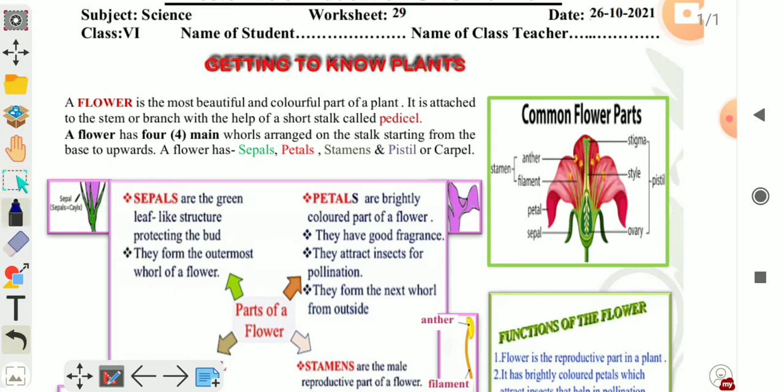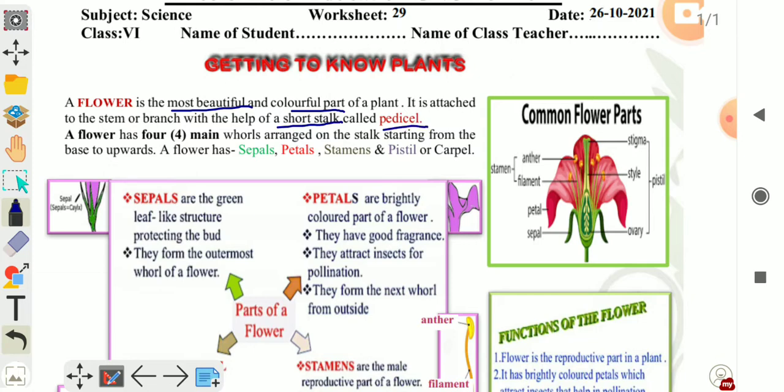Plant का कौन सा part है? It is most beautiful and colorful part. It is attached to the stem or branch with the help of short stalk. छोटी सी डंडी से किससे अटैच रहते हैं? स्टेम और ब्रांच. And this short stalk is called pedicel.